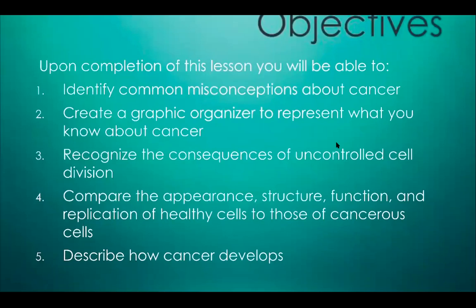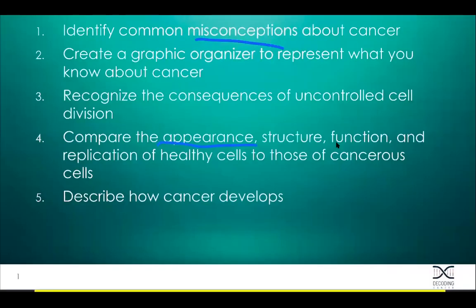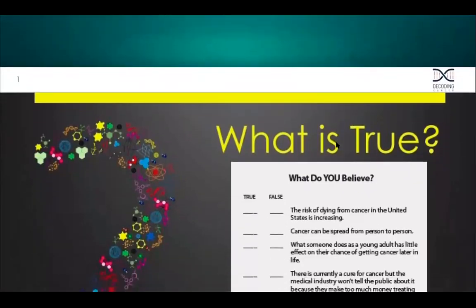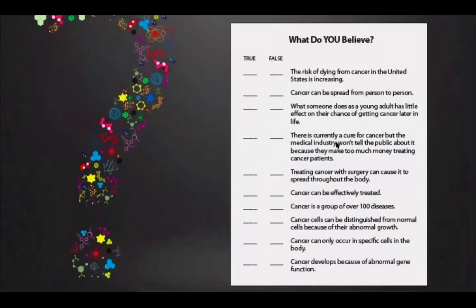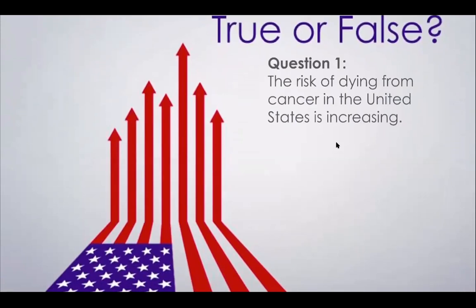But we're going to talk about various misconceptions. That's why we're doing the true-false activity. You'll do a little comparison of the appearance and structure of cancer cells, and then we'll do a little activity about how cancer develops. So you just answered all these true-false questions, so let's go ahead and look at question 1. 70% of you said that this first one was true, right?